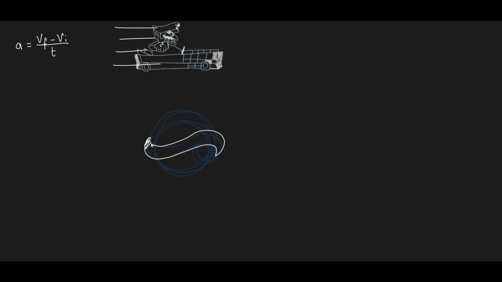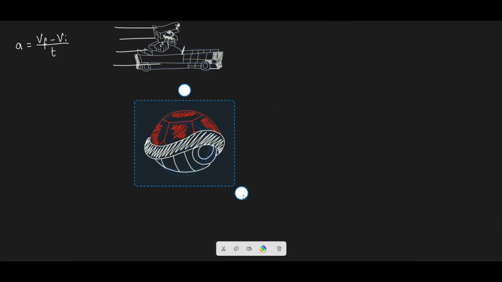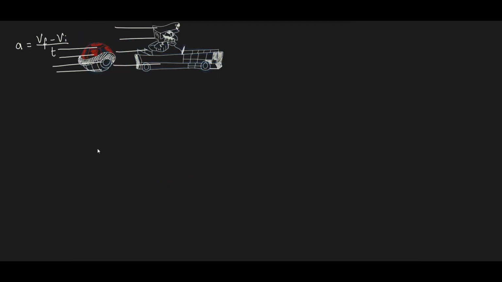Wario is driving at 98.6 km per hour when he gets hit by a red shell. The red shell gives Wario a negative acceleration of 18.6 meters per second squared during 1.4 seconds. What is his final speed?